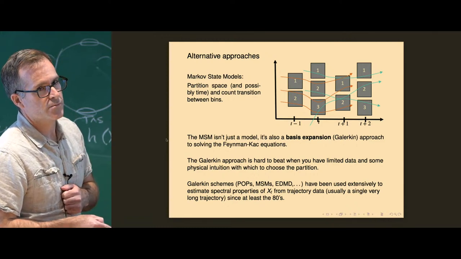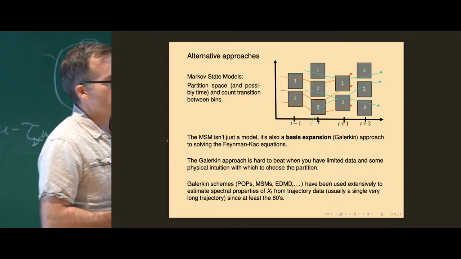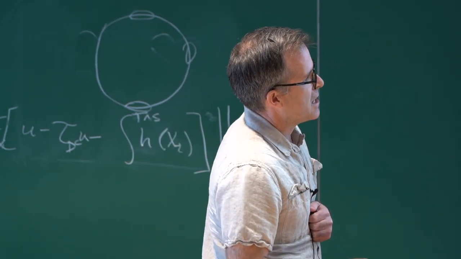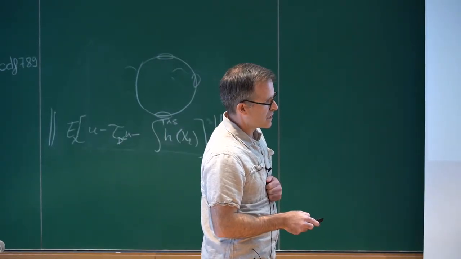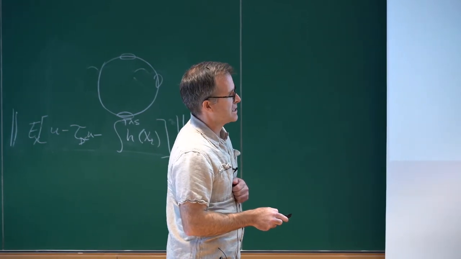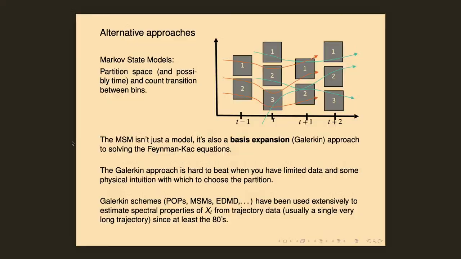Now, what does it take to choose a basis well? Well, it takes some understanding of the problem. So it's quite a bit less black box, actually. And I should also point out that Galerkin schemes for eigenproblems using trajectory data, so exactly the same setup but looking at eigenproblems, go back at least to the 80s. So there's a lot of work on this general problem of how you learn something about the process from trajectory data that's, you know, probably from before I was born.